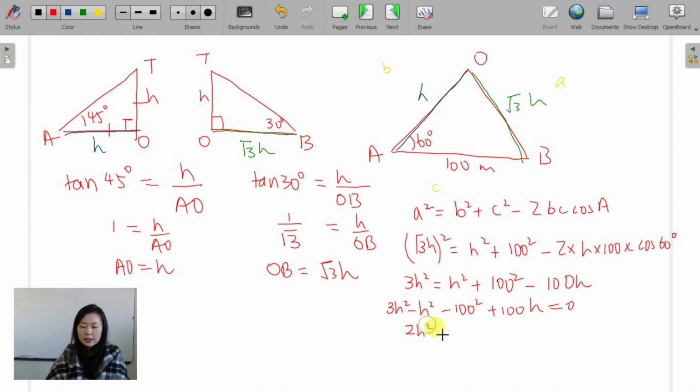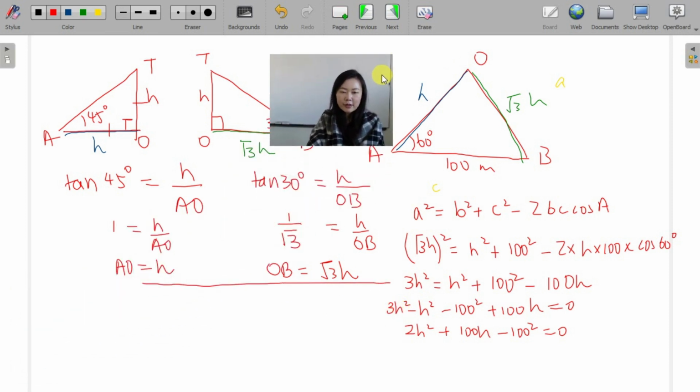That's 2H squared plus 100H minus 100 squared. Now, if you're feeling a little bit lazy like me, I think that you can probably factorize this thing. Based on the answer, you can. But if you're lazy, just chuck it into the quadratic formula. So I'm just going to roll it off here. I'm going to move my face there.